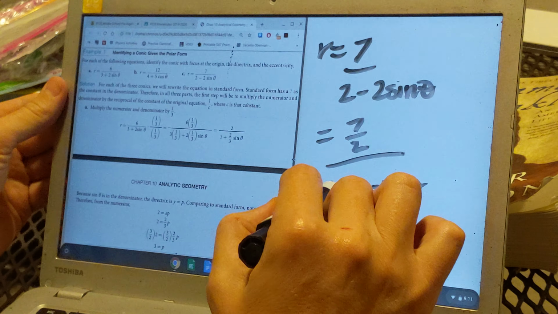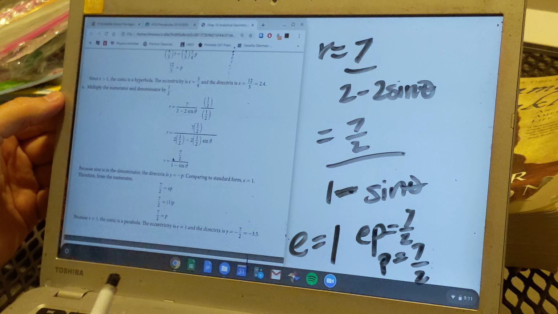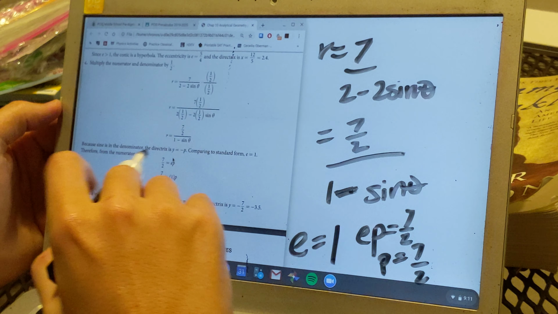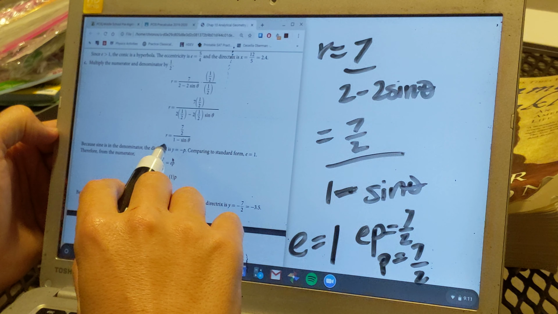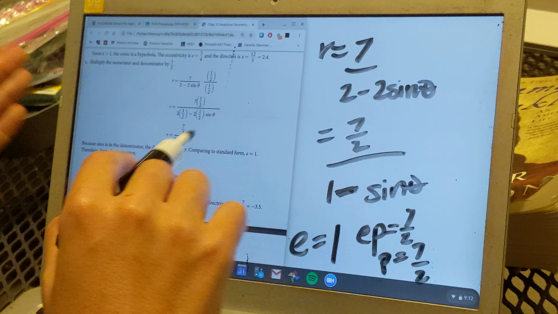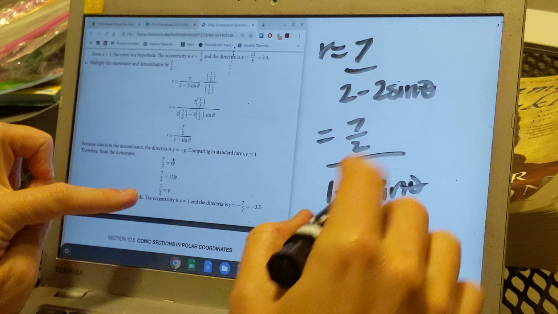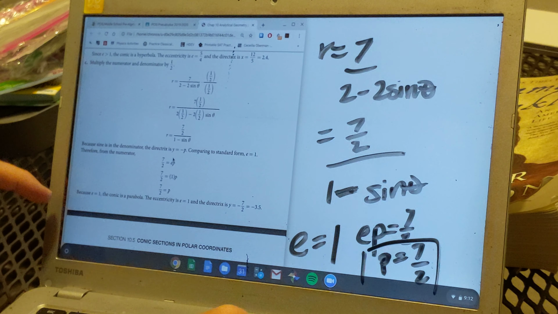Now because this is negative, let's see how they actually do this, because I just don't want to be thrown off by this. So 7/2 over 1 minus sine theta. Because the sine is in the denominator, the directrix is y equals negative p. All right, great. Comparing that to the standard, e equals 1, therefore p is 7/2, excellent.